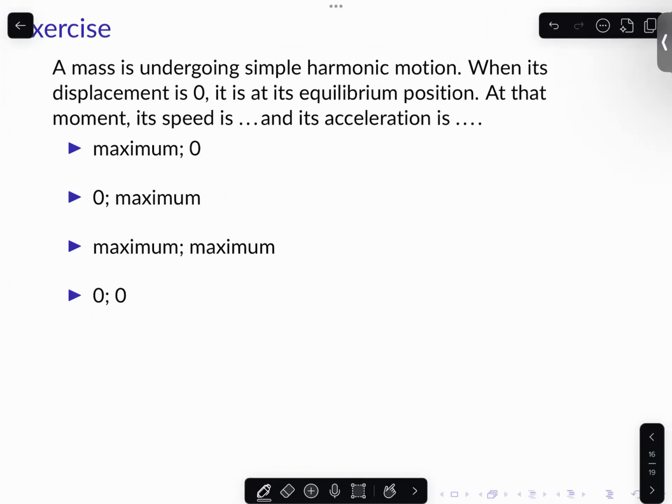Here we go. A mass is undergoing simple harmonic motion. When its displacement is zero, it is at its equilibrium. That's how I define equilibrium. Tell me, at that moment, tell me about its speed and tell me about its acceleration. A, B, C, D.